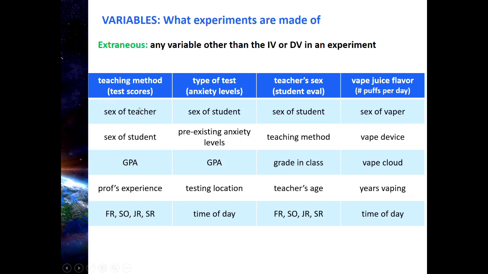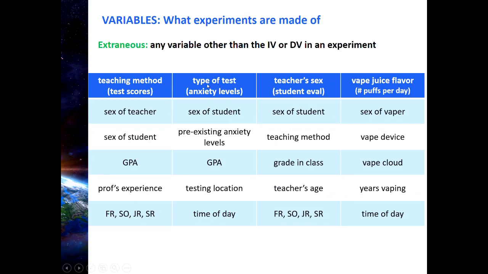So in this particular experiment, maybe we could say, well, sex of the teacher, that's another variable that could be present. Sex of the student. How about the student's GPA? How about the professor's experience teaching? What about the year, the status of the student? You see how all of these are variables that could exist in the experiment? And these then would be called extraneous. They're something other than the independent or dependent variable.